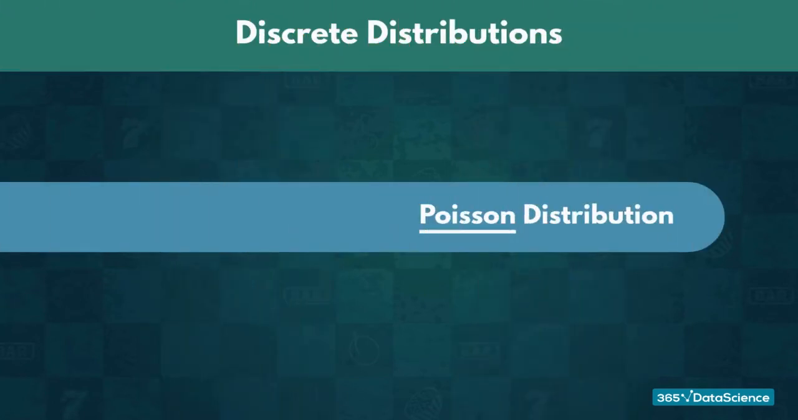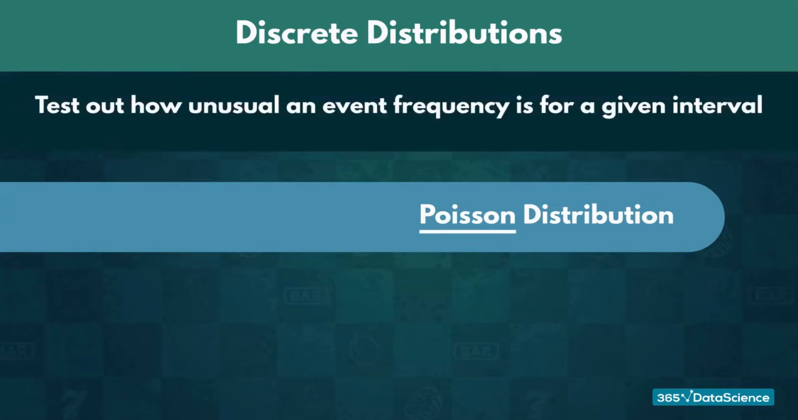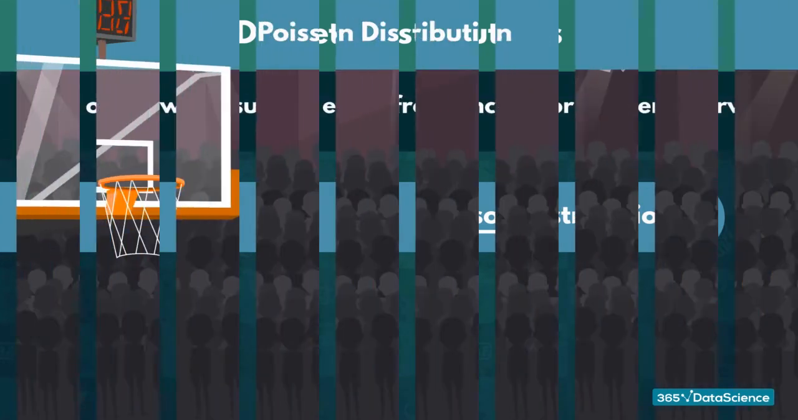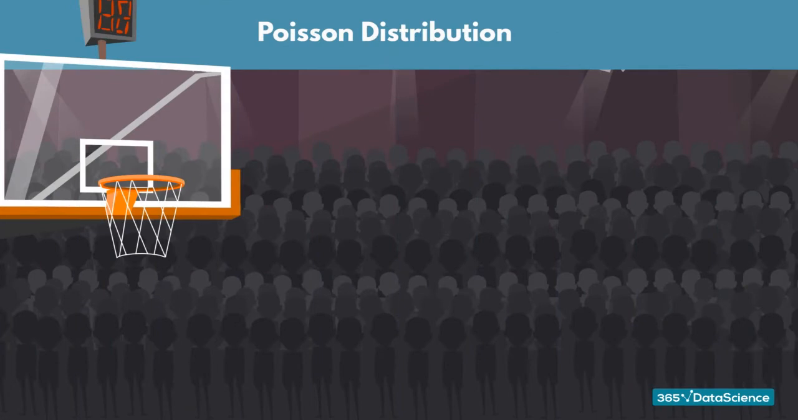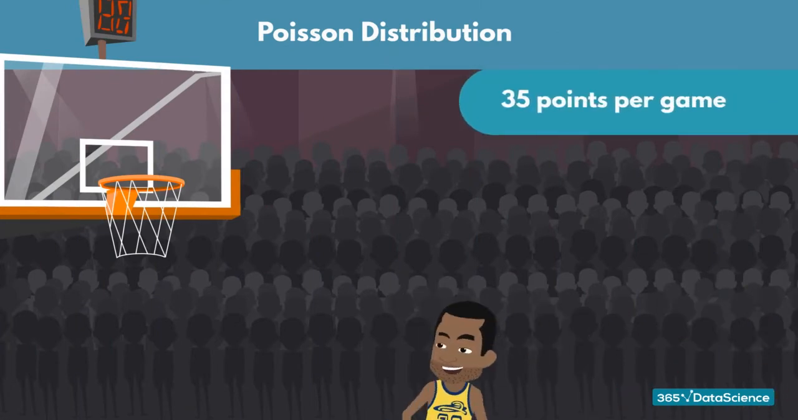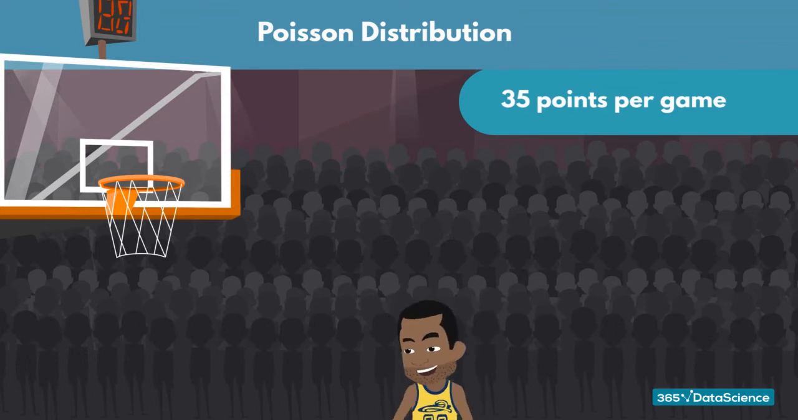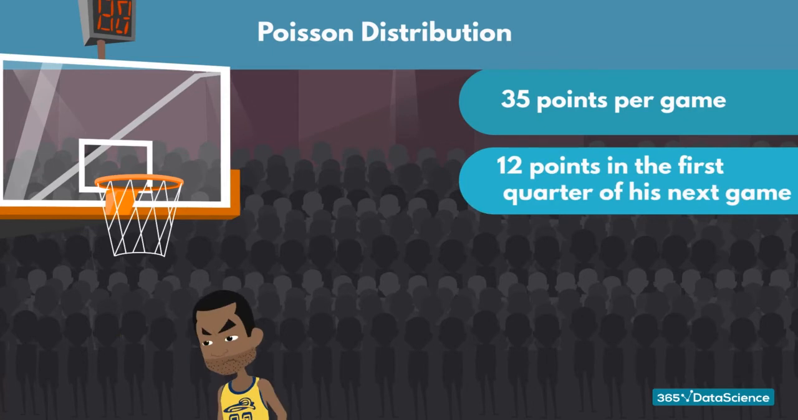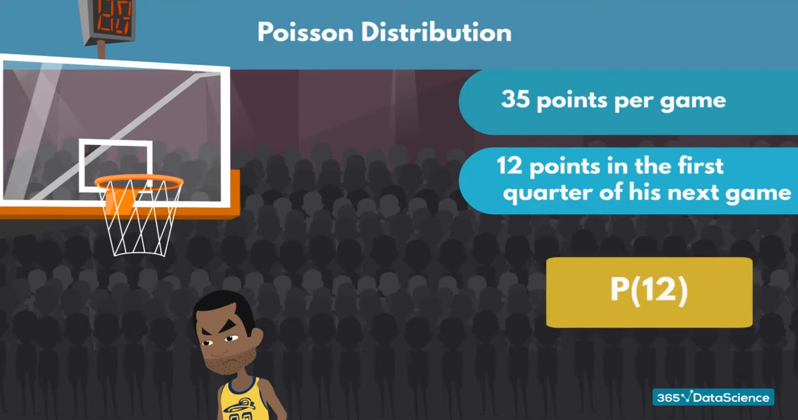Lastly, we should mention the Poisson distribution. We use it when we want to test out how unusual an event frequency is for a given interval. For example, imagine we know that so far LeBron James has averaged 35 points per game during the regular season. We want to know how likely it is that he will score 12 points in the first quarter of his next game. Since the frequency changes, so should our expectations for the outcome. Using the Poisson distribution, we are able to determine the chance of LeBron scoring exactly 12 points for the specified time interval.